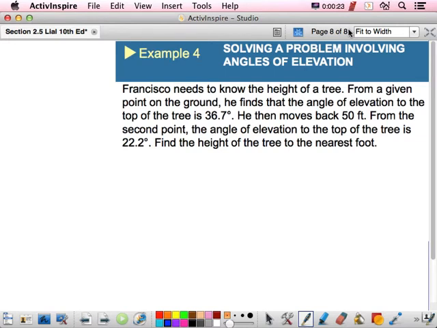So let's draw that out. From some point on the ground to the top of a tree, our angle of elevation is 36.7 degrees. So here's what we know so far.